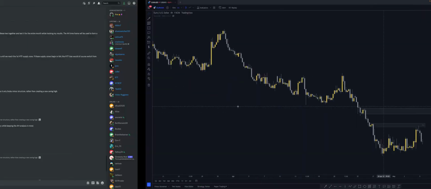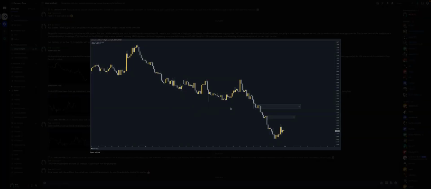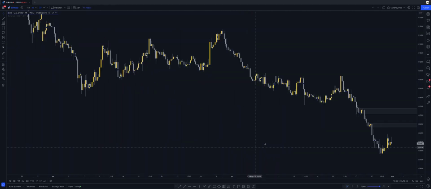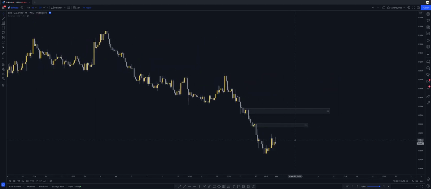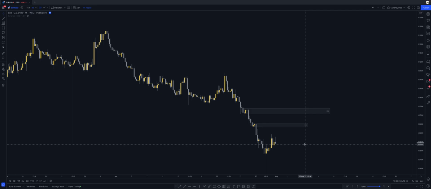But let me go back to the Discord community because that's where I initially posted the analysis. So here it is. At that current time, price was right around here. Let me see if I can use the replay tool to bring it back to that exact candle. I believe it was this one here. So let's see. Yeah, that looks about right. I think that's the one. So yeah, price was right about here when I initially was analyzing this pair.